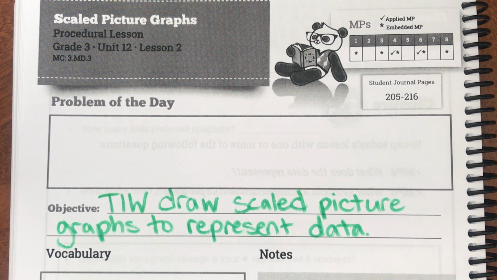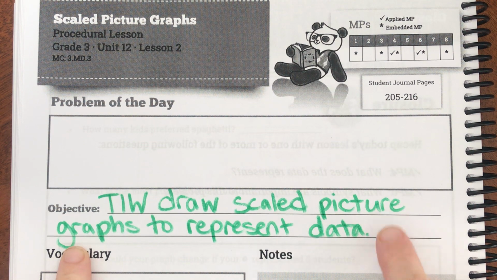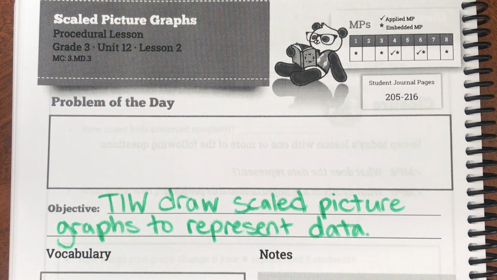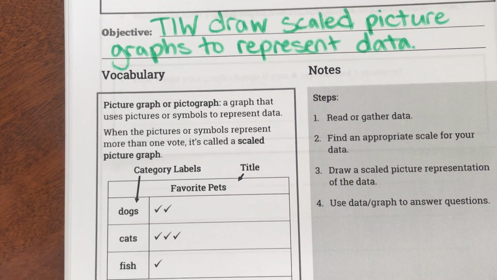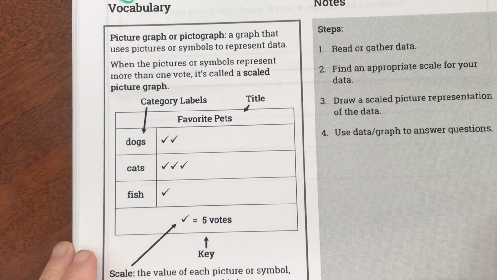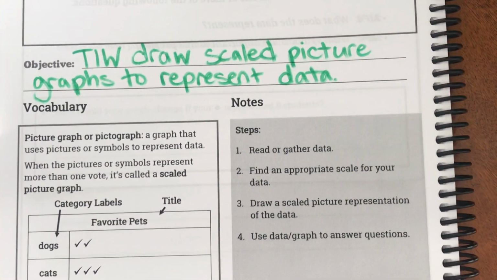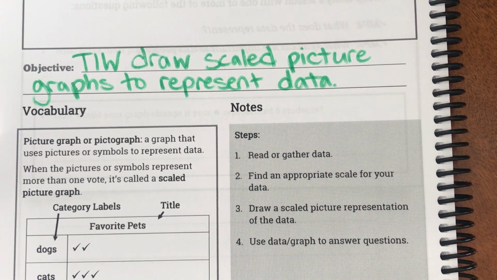Hopefully by now we understand what picture graphs are. And the scale is the key at the bottom that says how many our picture or symbol represents. In our vocab, we don't have anything new today, nor do we in our steps. So we're just going to jump right in and get some more practice.